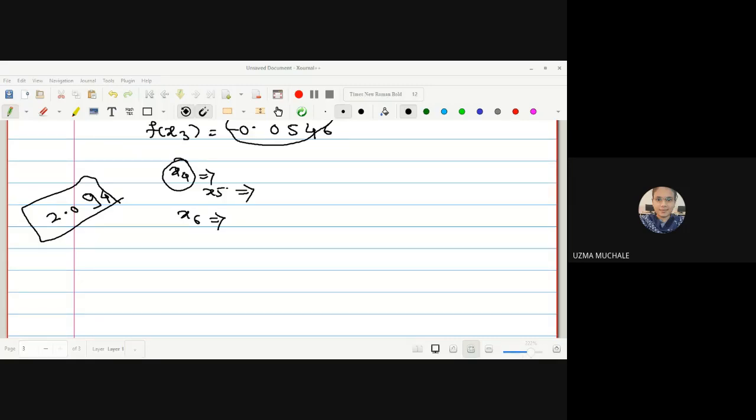Have you completed? Yes, ma'am. Getting the same answer, 2.09. At least everyone should have got 2.09. After 9, it may be some number like 4 or 5, depending on the calculator you are using, it may change, but at least you should get 2.09. Okay, let us go for the next example.